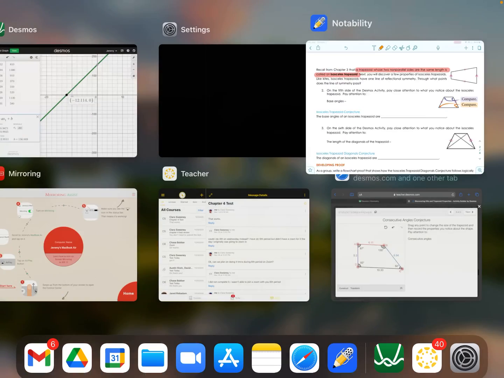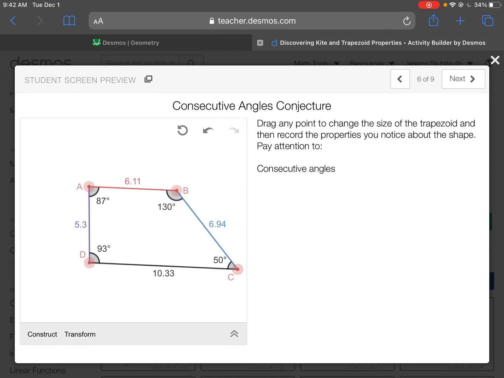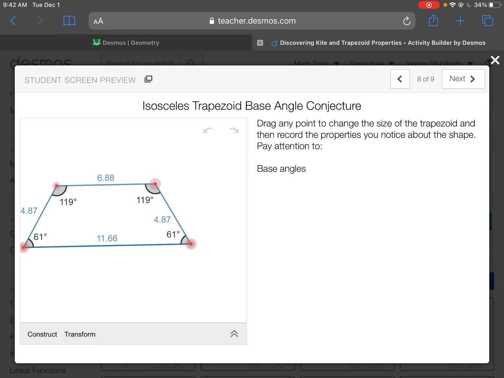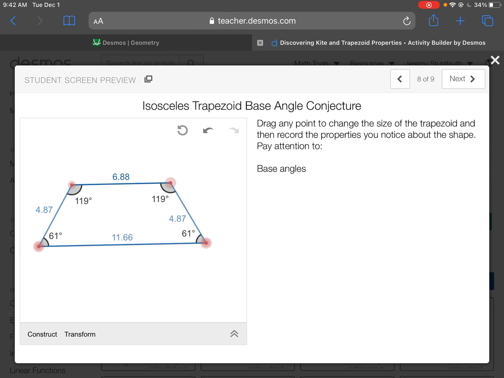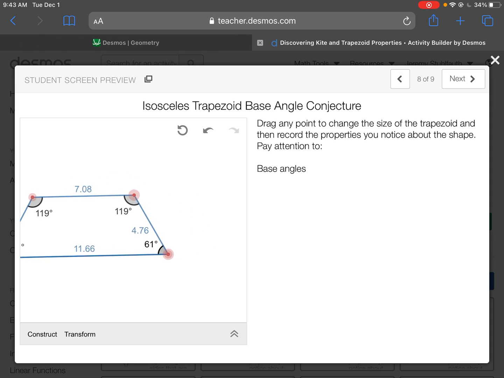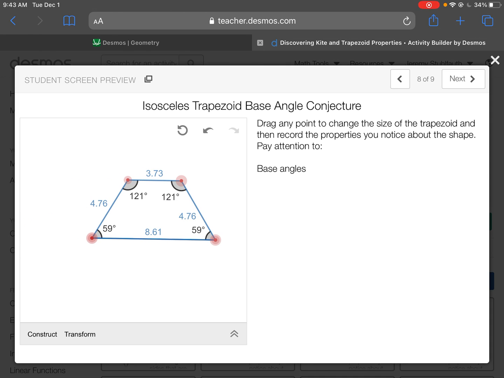So jumping over to Desmos, let's take a look at this isosceles trapezoid. What I want you to take a look at when we adjust these is, what do you notice about the base angles? The base angles would be this one up here, this one up here. So the two that are 119 and the two that are 61 right now. What do you notice as we change these? What do you notice about the base angles?